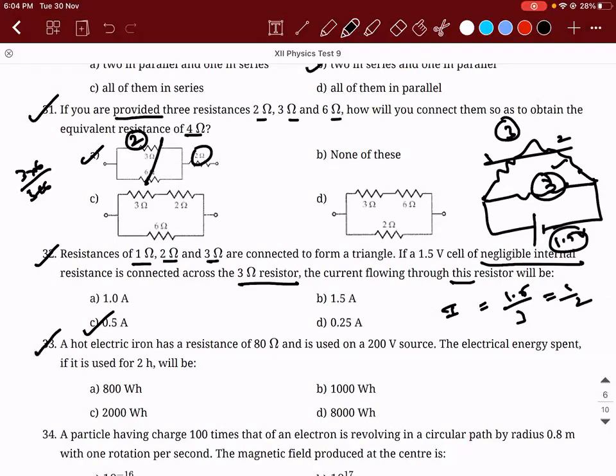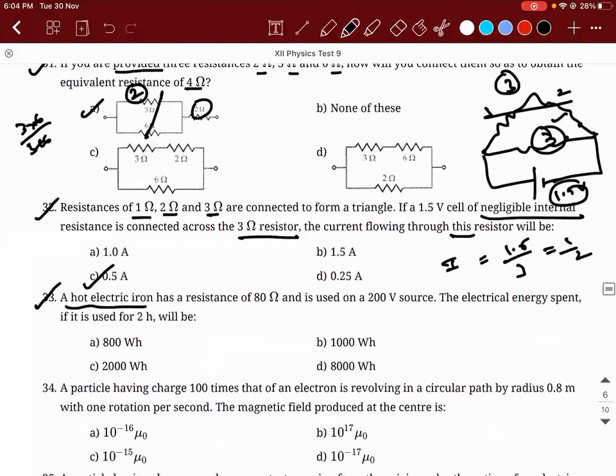33. Yes. So there is a hot electric iron that has a resistance of 80 ohm and is used on a 200 volt source. The electrical energy spent, if it is used for 2 hours, is? Electrical energy, they've asked in commercial form. Instead of kilowatt hour, they've given watt hour. So what is the answer?